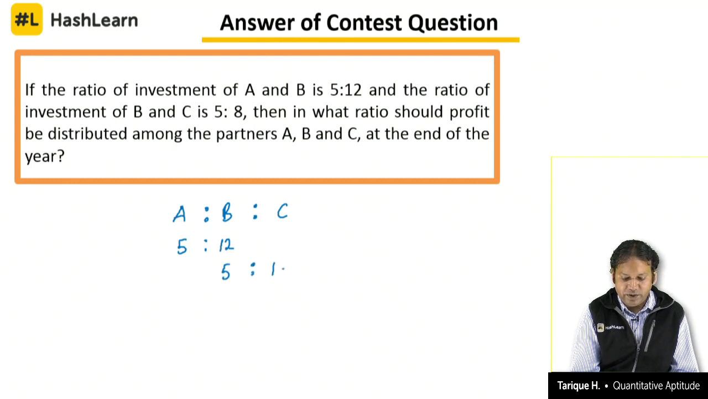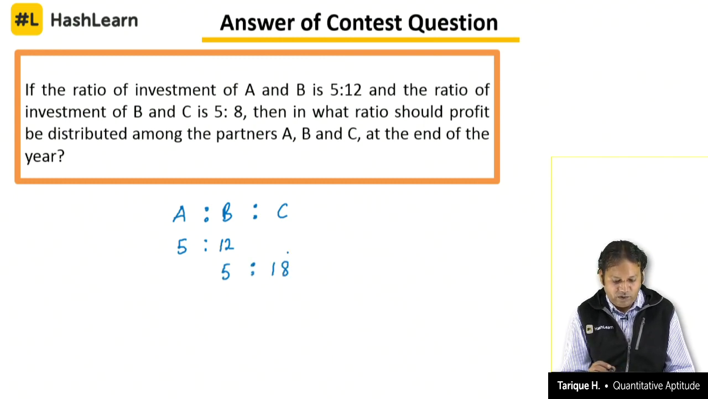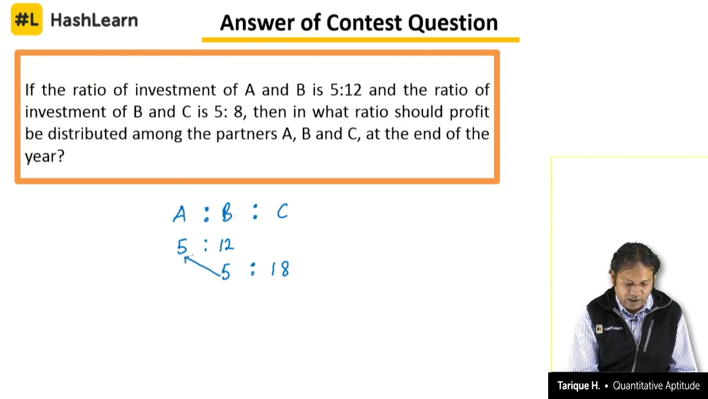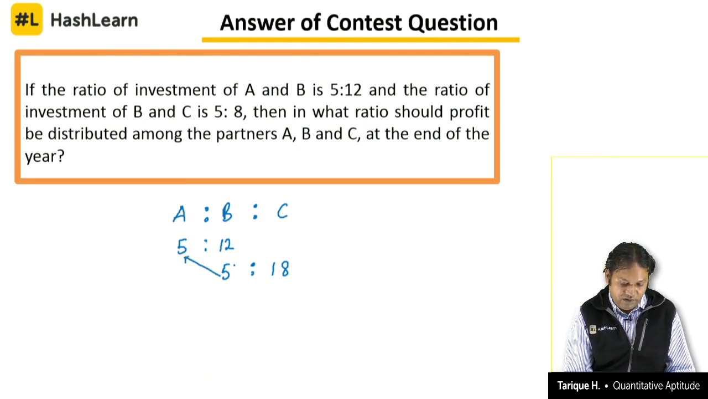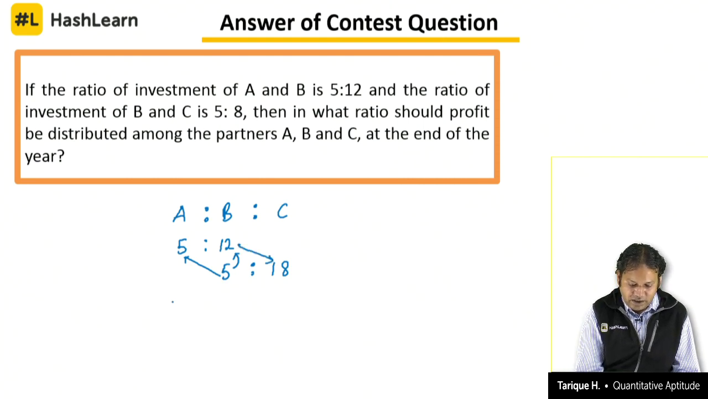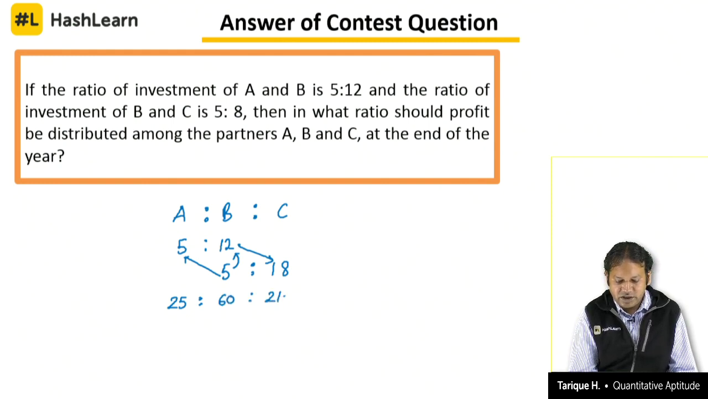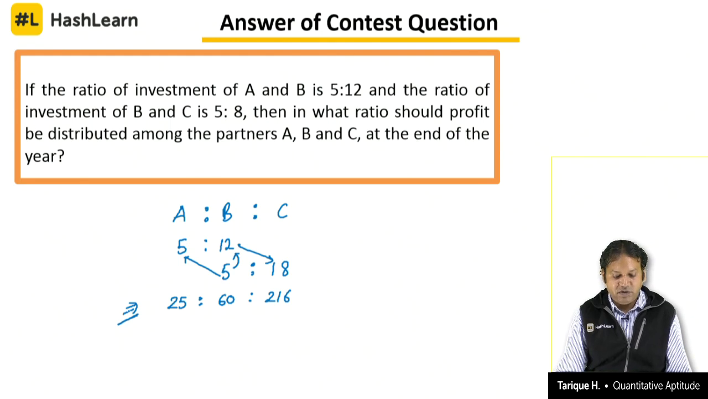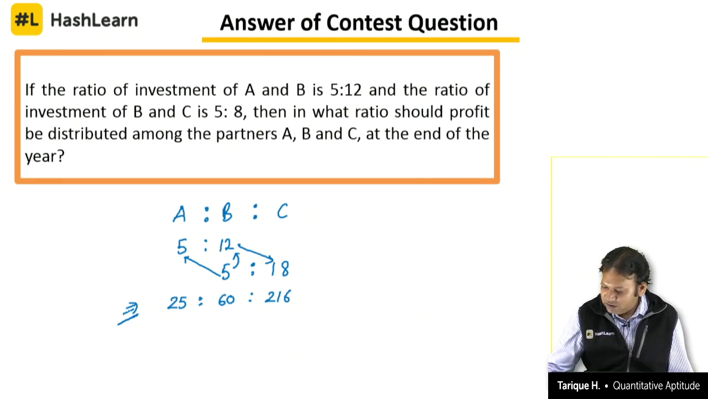Now this is a scaling question. No need to worry about what we have to do. Simply we use the shortcut technique that was discussed earlier. 5 into 5, 5 into 12, 12 into 18. So what is A? 25. What is B? 60. 120 plus 96, 216. So this is the ratio in which money will be distributed among A, B and C. 25:60:216. Clear? Sorry, this is not 18, this is 8.